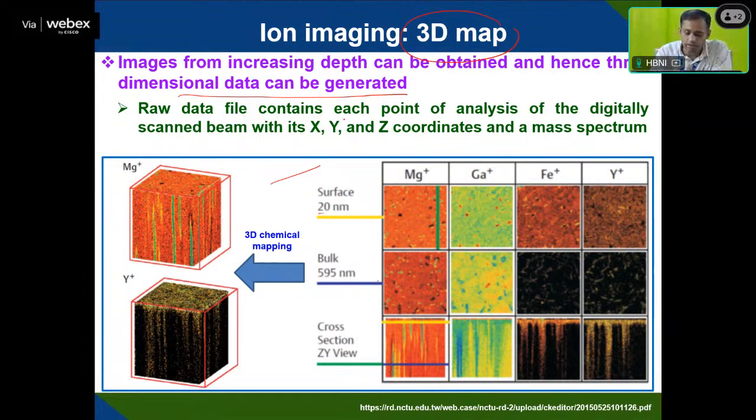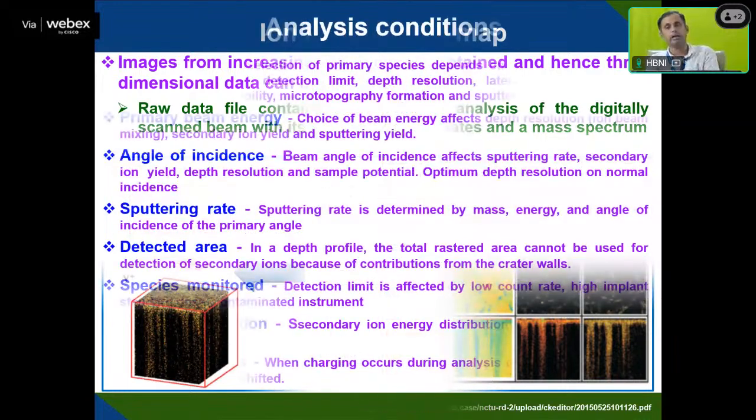So the raw data file contains each of the XYZ coordinates. You can get the mass spectra, and then you do this mapping, and you combine this in 3D chemical mapping. You will be able to see how the magnesium is distributed in the layer, how yttrium is distributed in the material. So those types of mapping are possible.